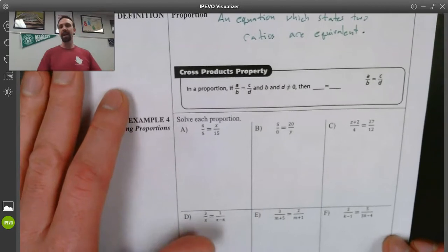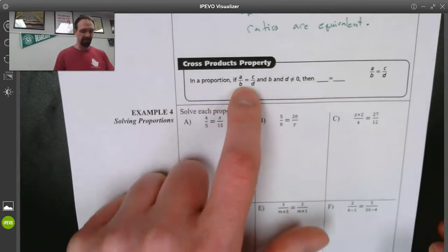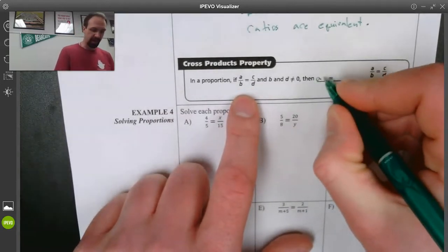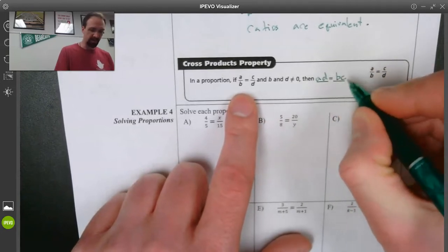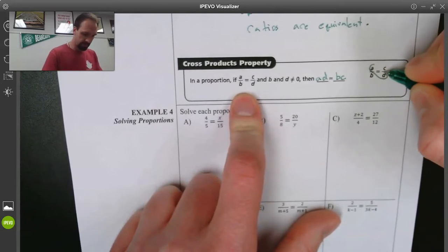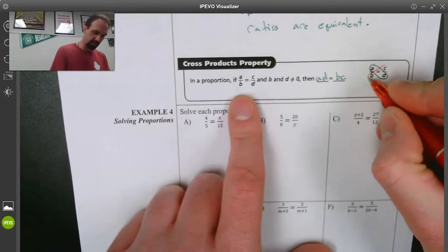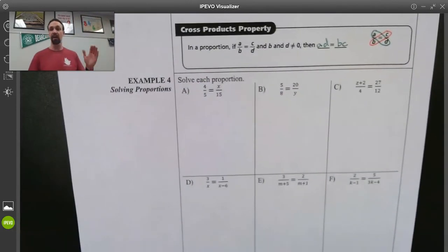And so then we have this idea where we cross multiply. So if we have a proportion and this is true, then what we end up doing is we cross multiply. We say that A times D and B times C are equivalent to one another. So you're multiplying this and setting it equal to this. So here now we're going to solve each proportion.